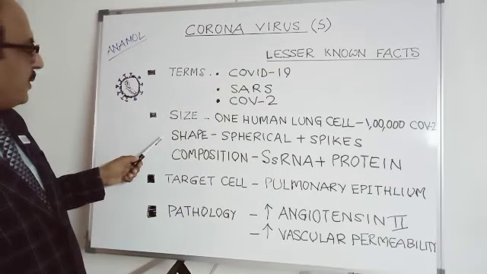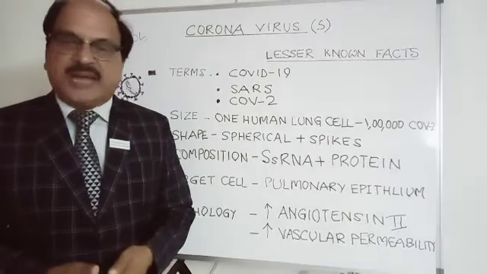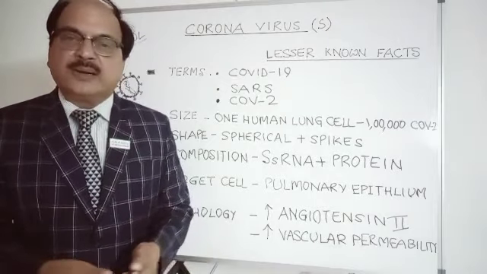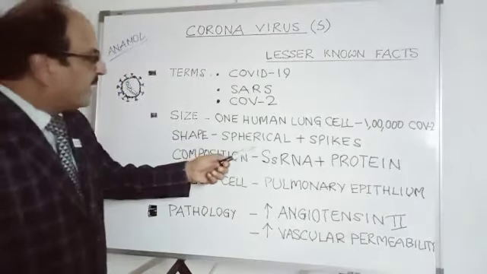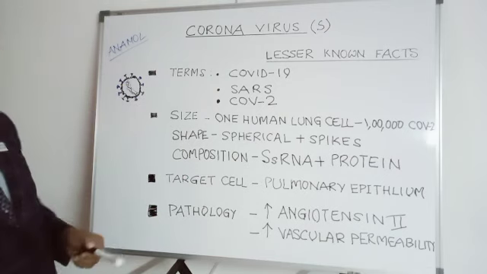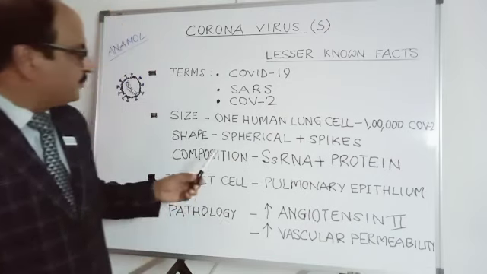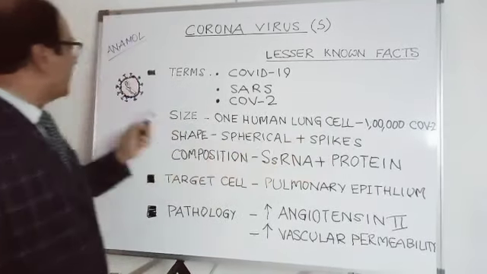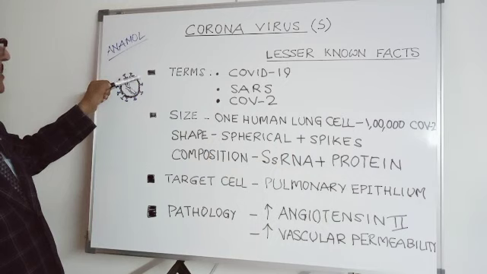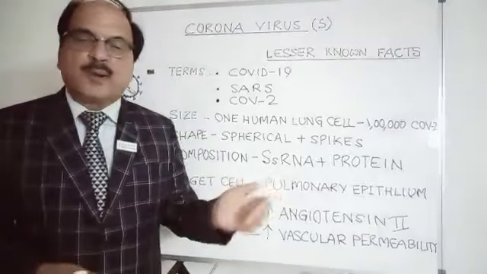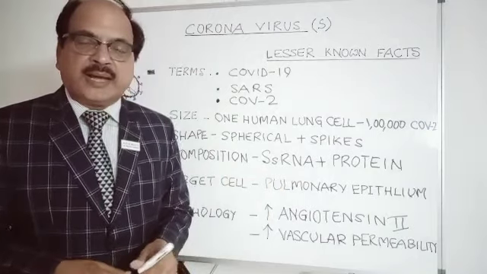What is the shape? There are a number of types of viruses. Helical, capsular, spherical. This coronavirus is spherical. You see this diagram? You have seen much better diagrams on the TV many times. But this spherical virus has spikes. What are these spikes? You can see these blue marks, spikes. And a much better photograph you can see and elaborated on the TV or media anywhere.